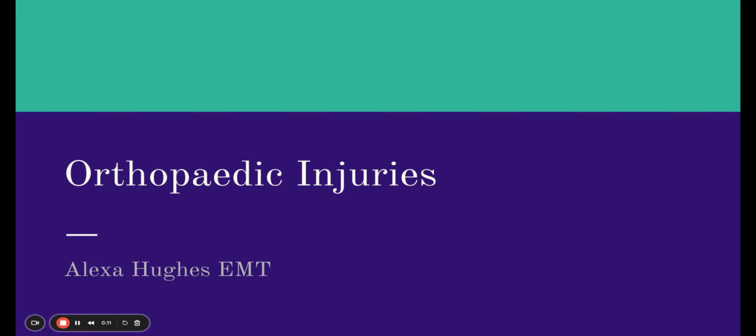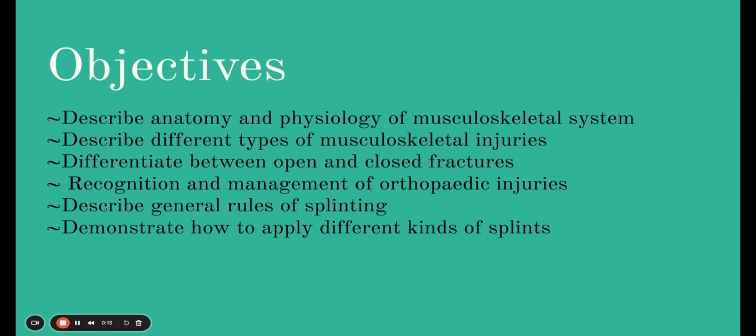I'm a basic EMT. The objectives of this presentation are going to be to describe the anatomy and physiology of the musculoskeletal system, describe different types of musculoskeletal injuries, differentiate between open and closed fractures, recognize and manage orthopedic injuries, describe some general rules of splinting, and demonstrate how to apply different kinds of splints.